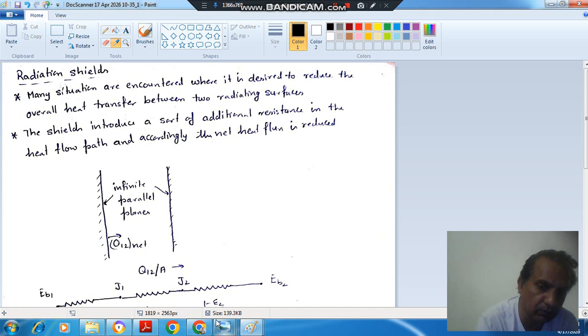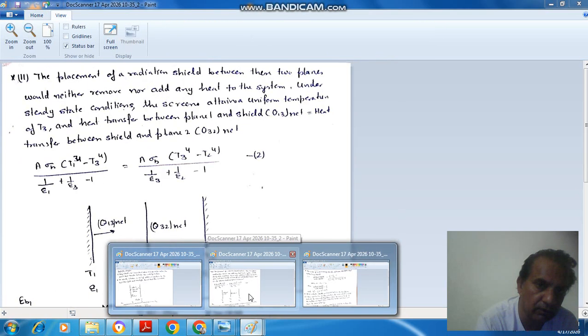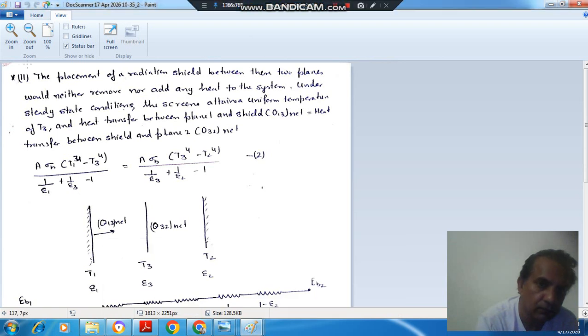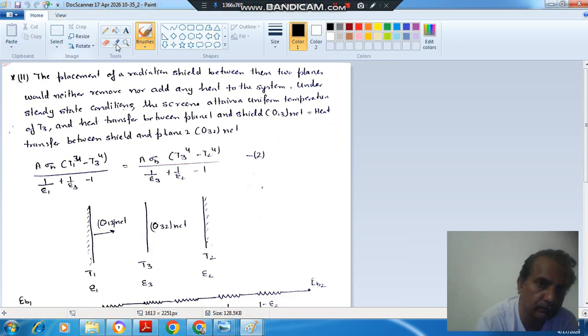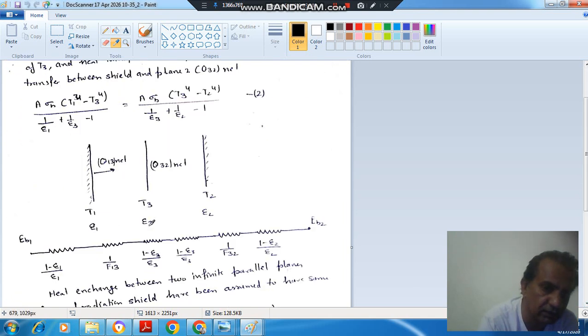Now if we want to reduce this heat transfer, then we will introduce a shield in between them. This shield will reduce the heat transfer from Q12 to Q13 or Q32 by maintaining different temperatures at these infinite parallel planes. The temperature of the shield is T3, and if we introduce a shield, suppose the emissivity of the shield is epsilon 3, then extra resistance will be there. So the resistance circuit will be like that.